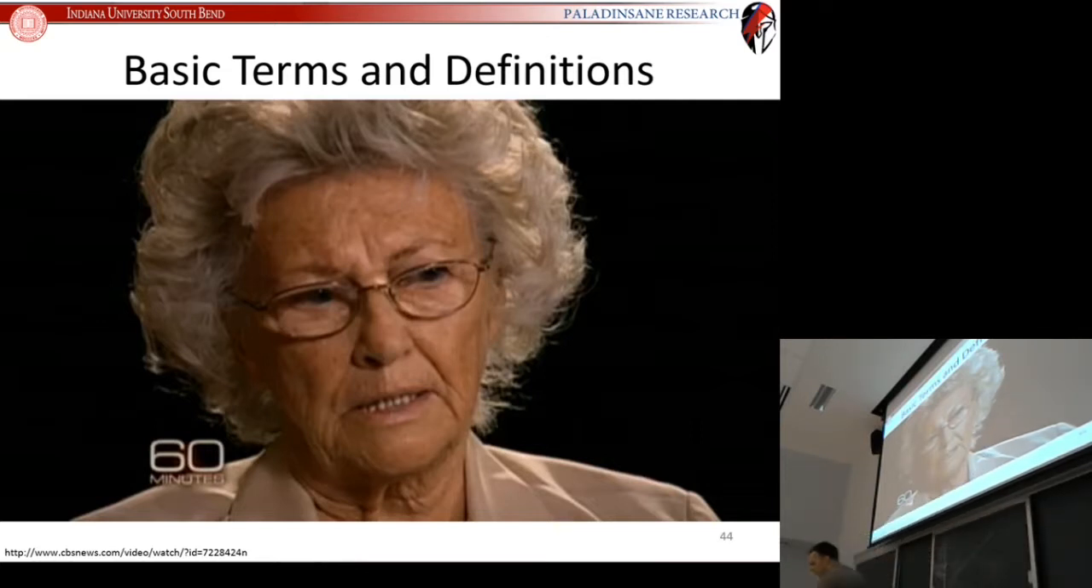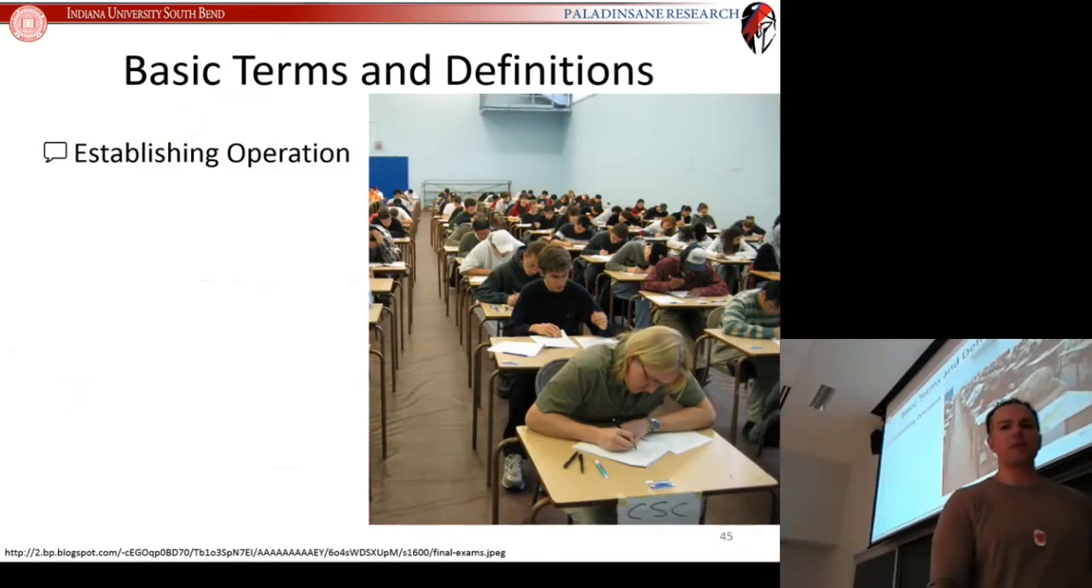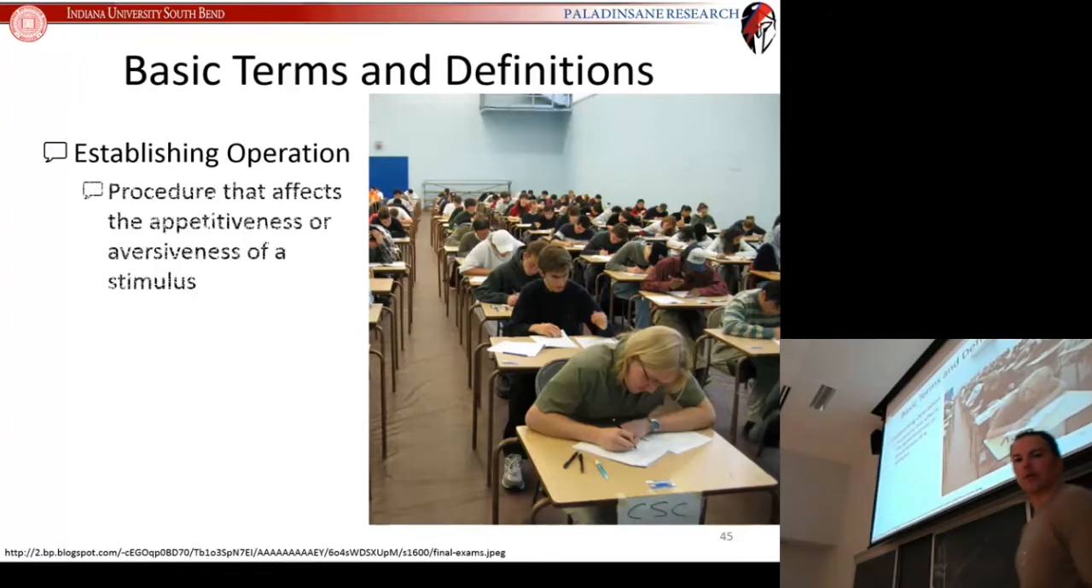All right, so that's appetitive and aversive stimuli. Next up, we've got establishing operations. An establishing operation is a procedure that affects the appetitiveness or the aversiveness of a stimulus. Remember that I mentioned it can differ between different people. It can also differ for the same person at different times.